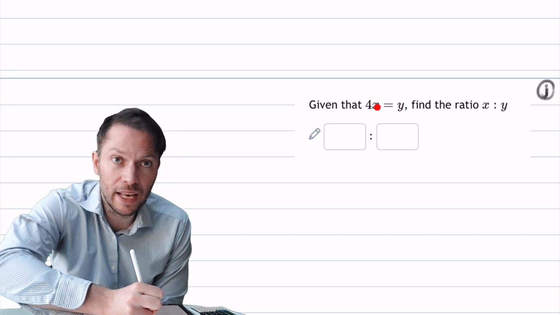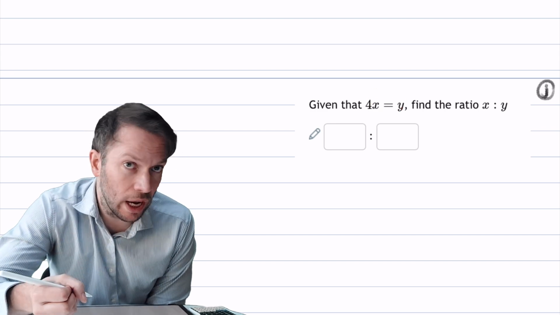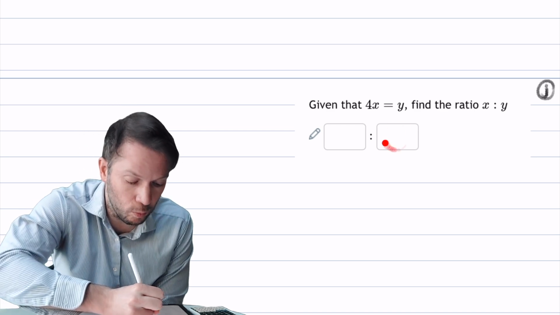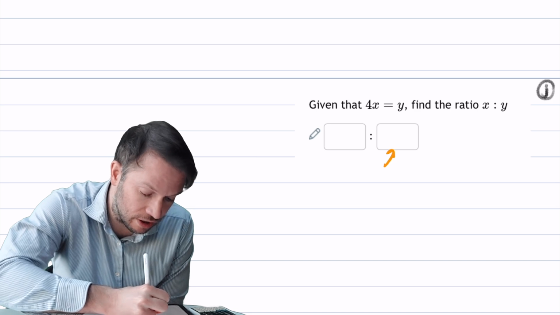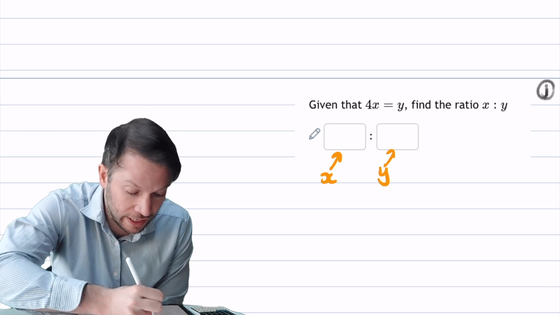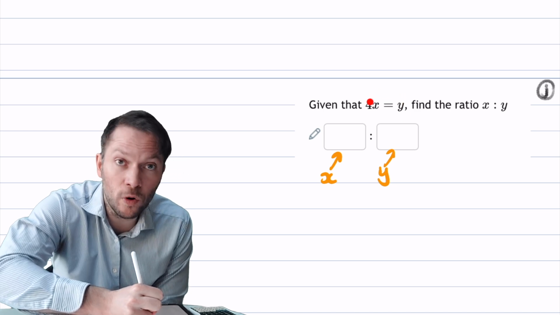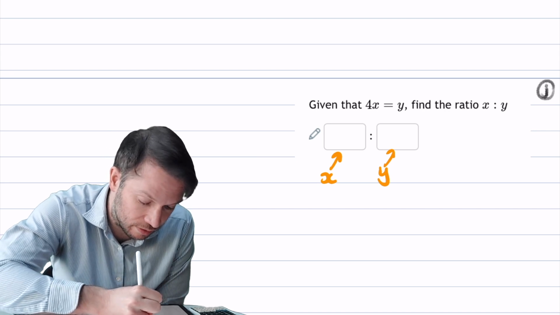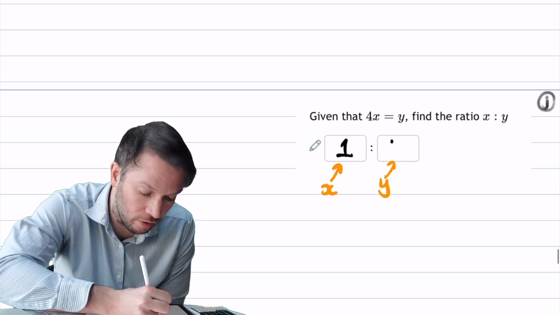If you read this in words, this is saying that the value of y is 4 times as big as the value of x. So that means y is going to be bigger than x. So the number we have in the ratio for y is going to be bigger than the number we have for the ratio of x. So if this is saying that y is equal to 4 times as much as x, that means that for each 1 of x we have, we're going to have 4 of y.